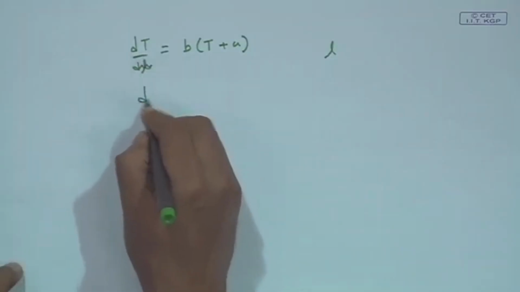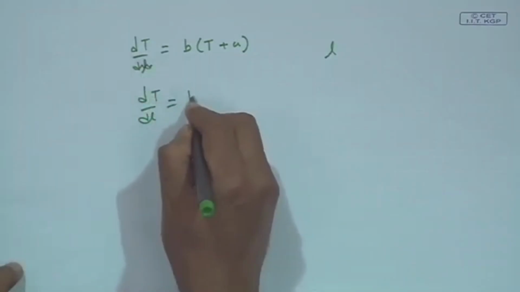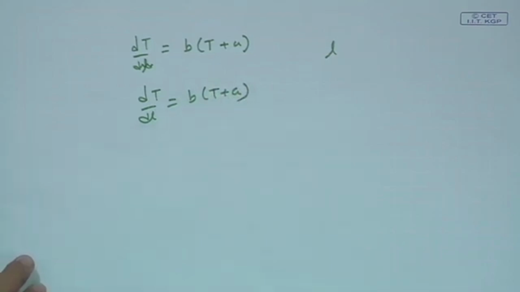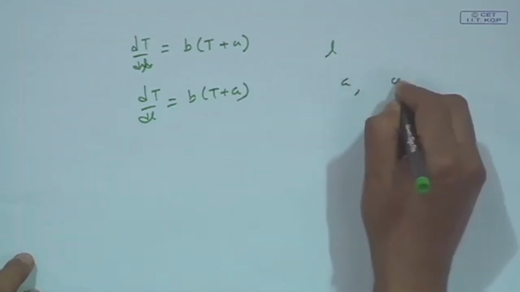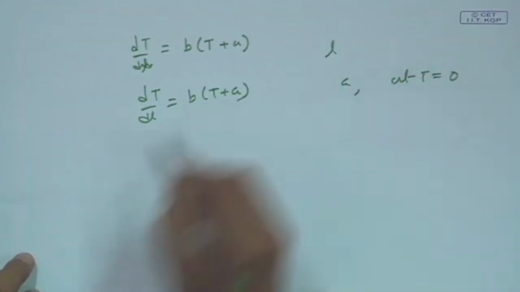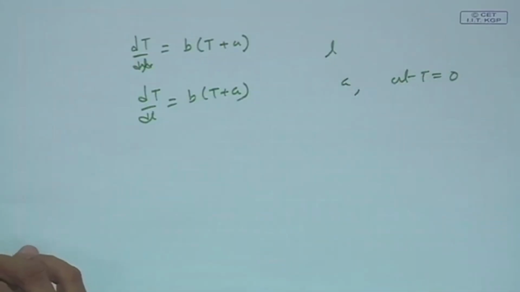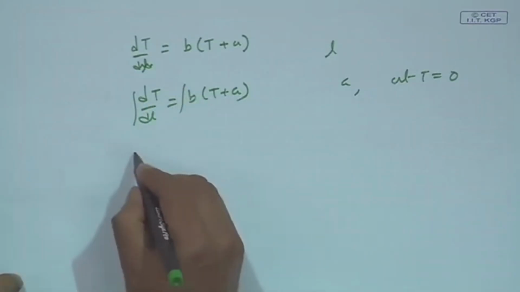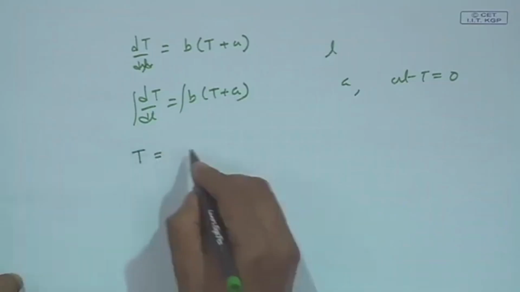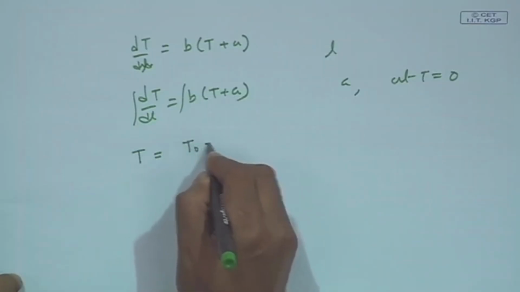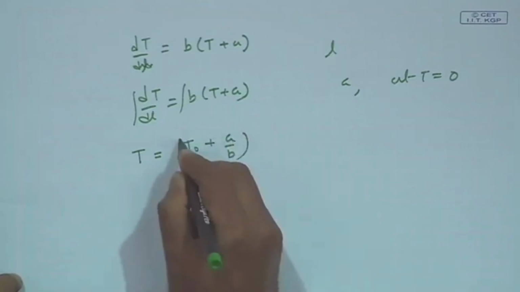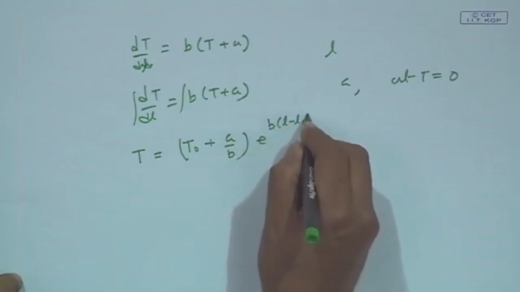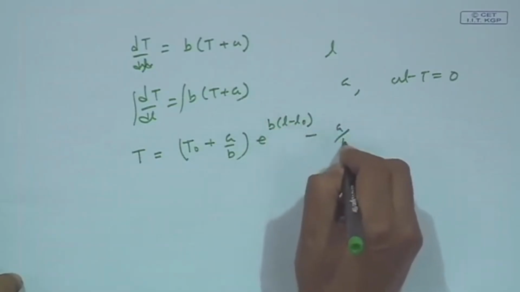Then the relationship is dT by dL equal to b into T plus a. Here b is a constant, a is the stiffness at T equal to 0, T is the tension, and L is the length of the vocal cord. Now, if I integrate both sides, what will I get? I get T is equal to (T0 plus a by b) into e to the power b into (L minus L0) minus a by b.